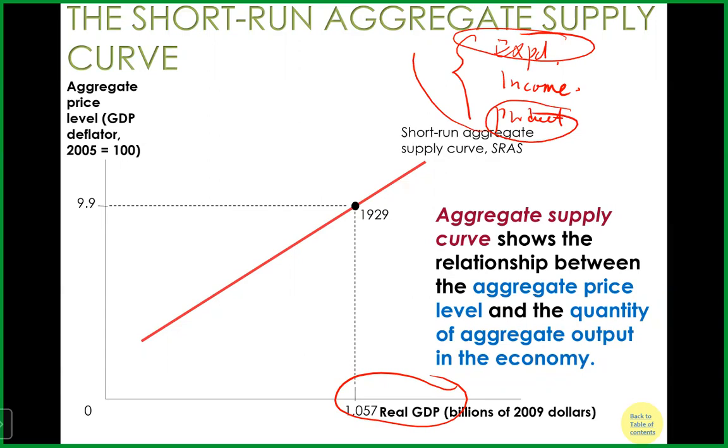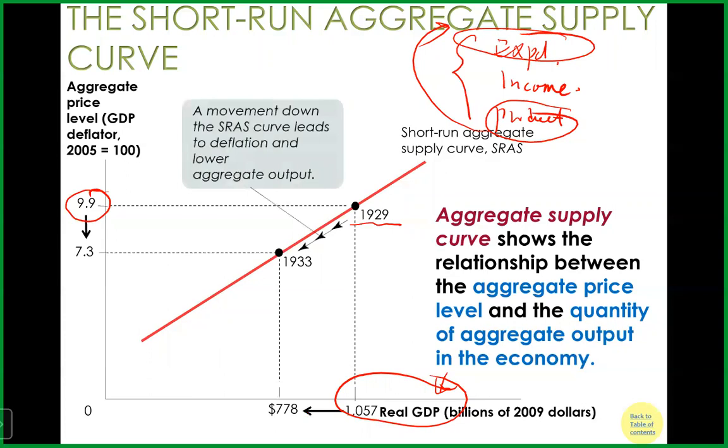So here it says, if the price level is 9.9 in 1929, the real GDP is about 1 trillion. And then we can look at another point, for example, 1933, during the Great Depression. The price level declined, and the GDP also shrank. So this is usually how the aggregate supply curve looks.